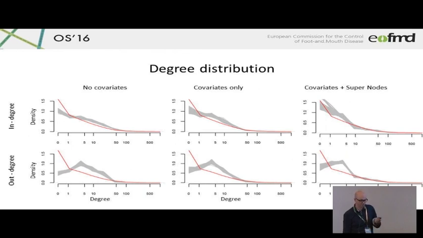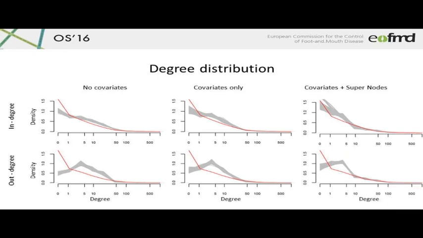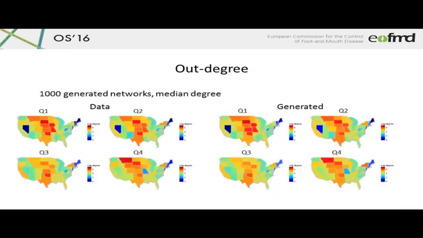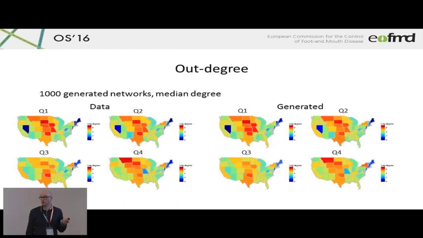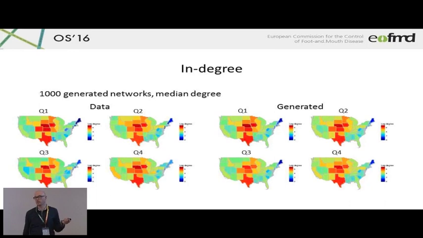And we can further look at the out degree on a state and quarter basis. This is the median out degree of 1,000 generated networks, and the colors correspond to the log degree. We see that the data and the generated networks match. We can see that there are large differences between the states, but the seasonal effects are not as large as we anticipated.